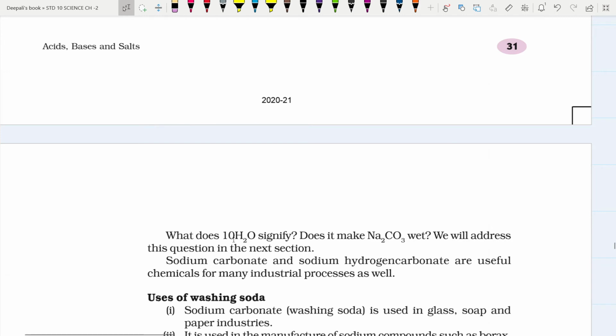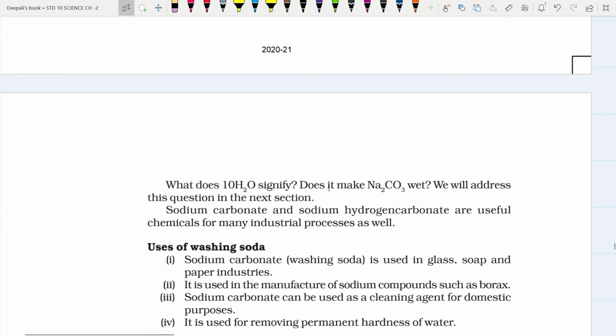Here, what does 10H2O signify? Does it make Na2CO3 wet? We will address this question in the next section. Sodium carbonate and sodium hydrogen carbonate are useful for many chemical industrial processes as well.